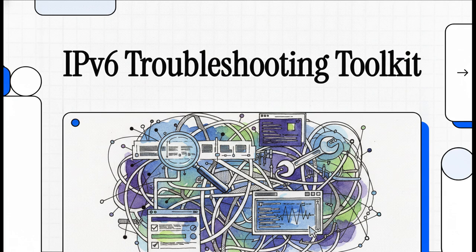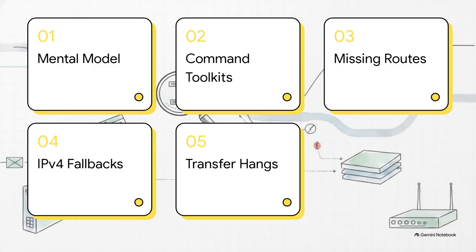We're actually putting away the theory we covered in previous chapters today. We are focusing exclusively on Chapter 7, Troubleshooting Modern IPv6 Networks. We're going to arm you with exactly what you need when things inevitably go wrong. Okay, let's dive into this.